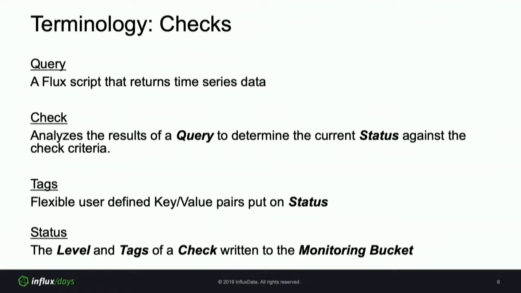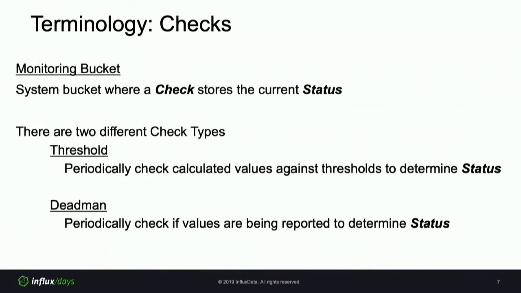Now, tags are just key value pairs that you can apply to any of the checks, and we'll get into why we think that could be useful later. Statuses are, every interval that I do a check, what is the status that I think that I'm at? It's analysis. We'll get to it in a second. All of that data, all those checks, every time you run them, all that data is actually written into a monitoring bucket.